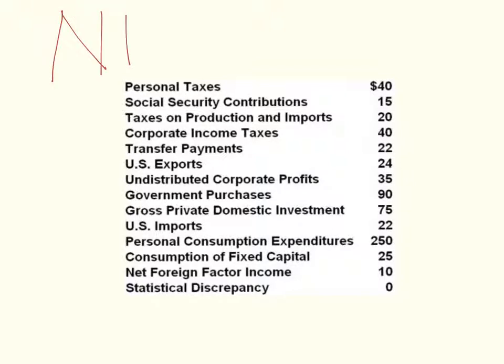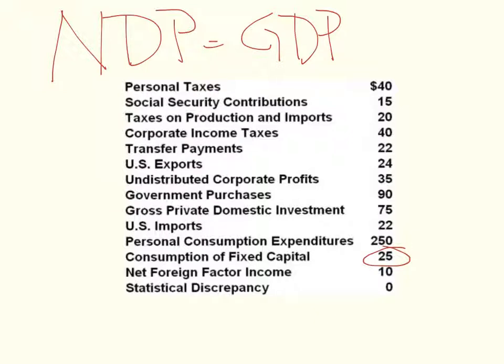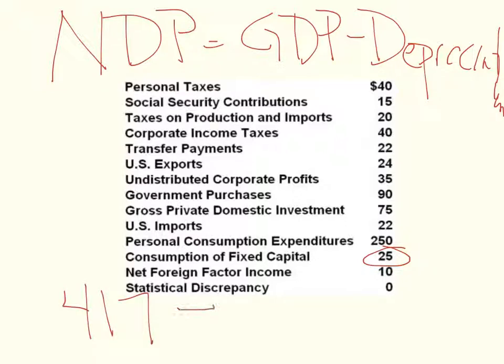Net domestic product. And net domestic product is GDP minus depreciation or consumption of fixed capital. Consumption of fixed capital is the same thing as depreciation, right? Remember, notice there's a lot of terms that there's more than one word for it. So again, we're going to go from the 417, which we calculated, minus our 25, right? And if we do that math, we're going to come to 392, right? So net domestic product is 392. Did I do that right? Yes. So we have now done net domestic product.